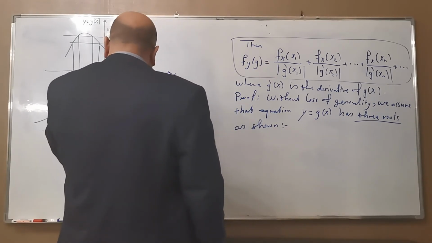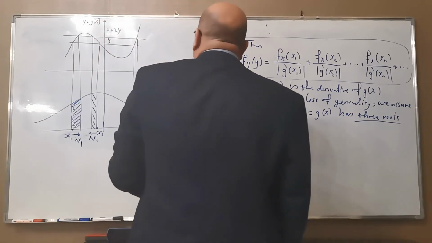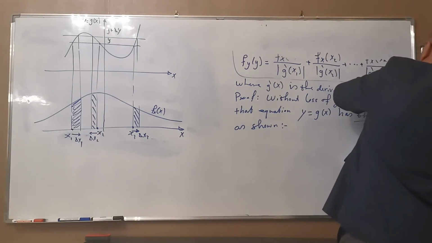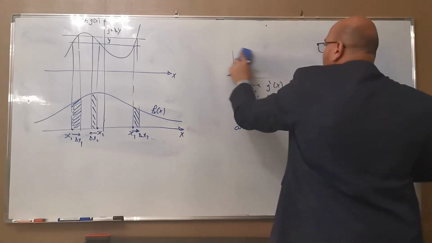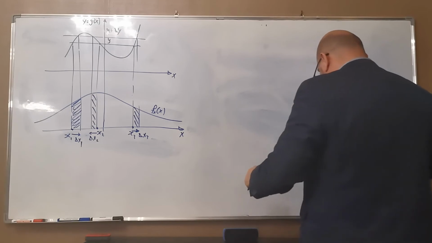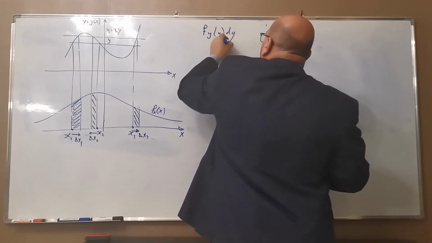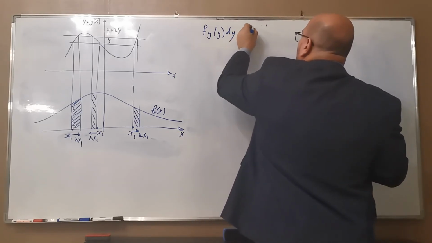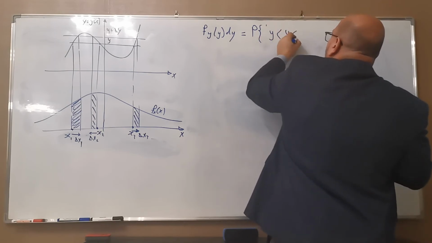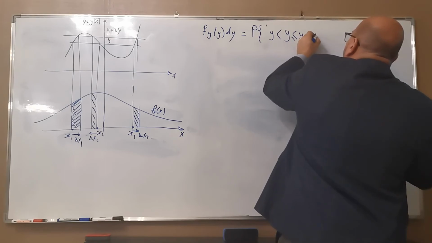So you have 3 areas coming from increasing this. So what I will try to do is find what will be fy of y times delta y, or dy. So I can assume that fy of y times dy is equal to the probability that y is between y and y plus delta y.